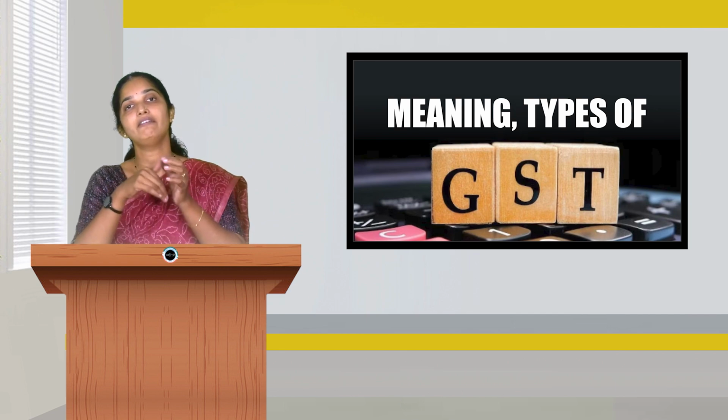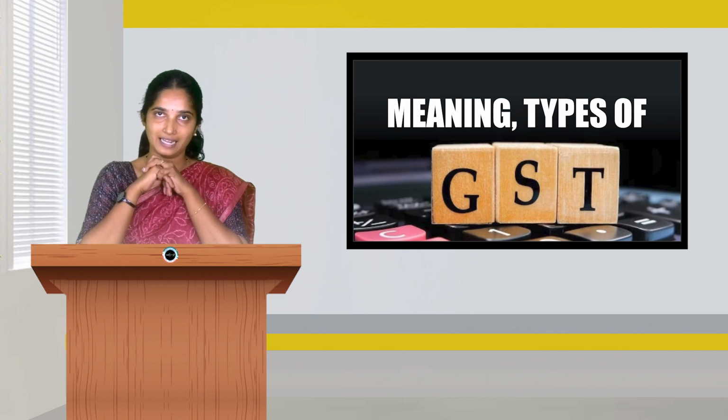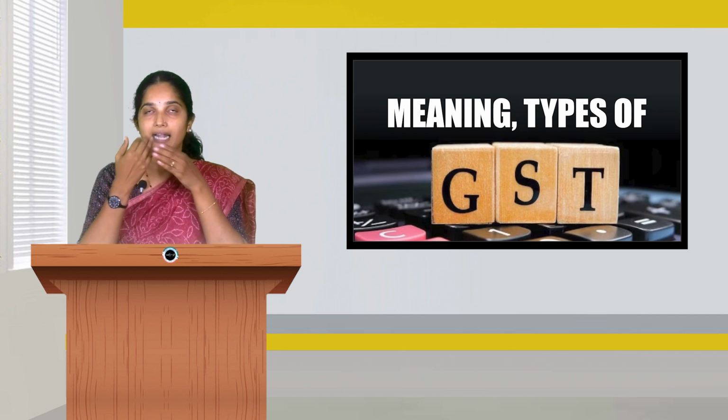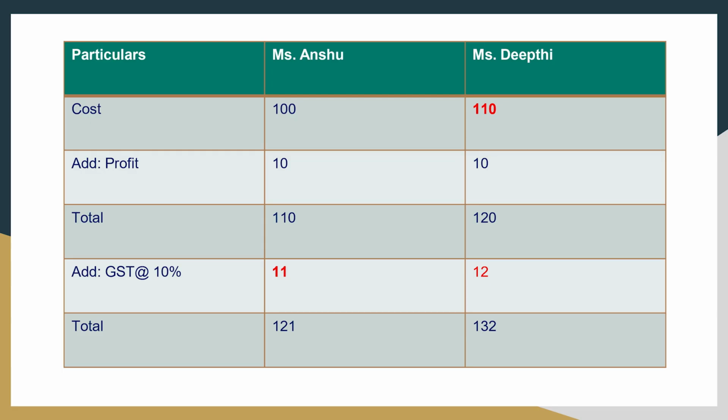So what is the benefit of goods and services tax? Let us understand it with an example. I have taken the same example of Miss Anshu and Miss Deepti. Miss Anshu produced the goods at a cost of rupees 100 and adds a profit of rupees 10. So in total she has to sell the goods at 110.